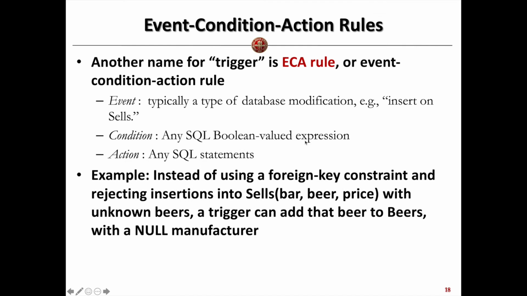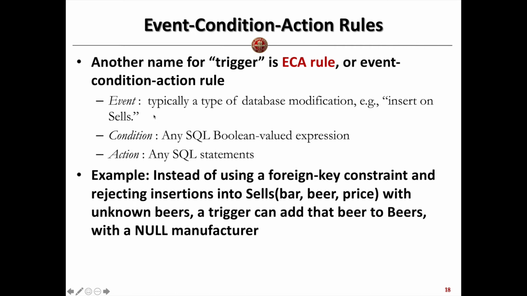The trigger is based on the ECA rule. ECA means event, condition, and action. Another name for a trigger is ECA rule, or event, condition, action rule. So when an event occurs, and based on some conditions, we will take some actions. This is what the trigger actually does.